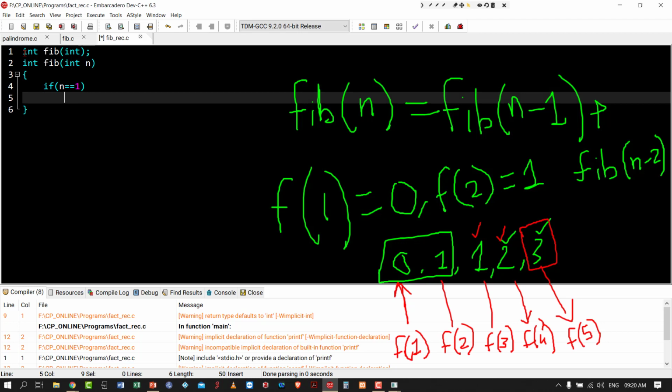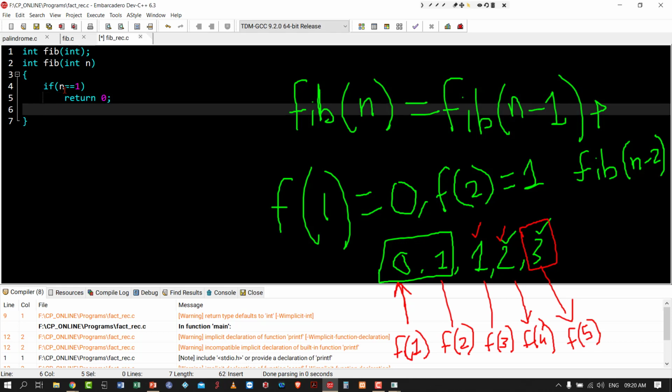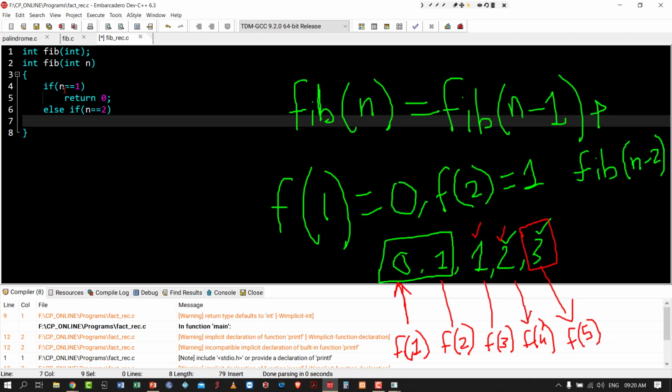Sham Santosh. Yes, sir. So if n equal to 1, what's the value I have to return? 0. Good. Return 0. Then I have to check one more condition. Else if n equal to 2. Rahul Bharadwaj. Yes, sir. If n equal to 2, what's the value I have to return? 1, sir. Return 1.